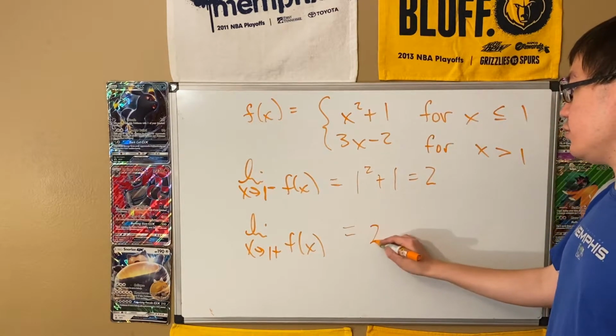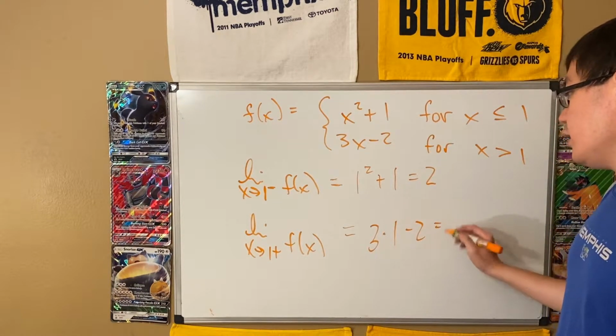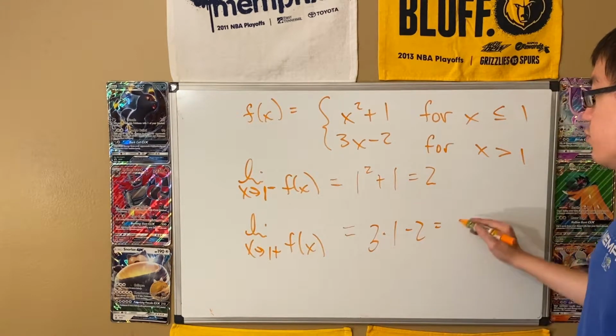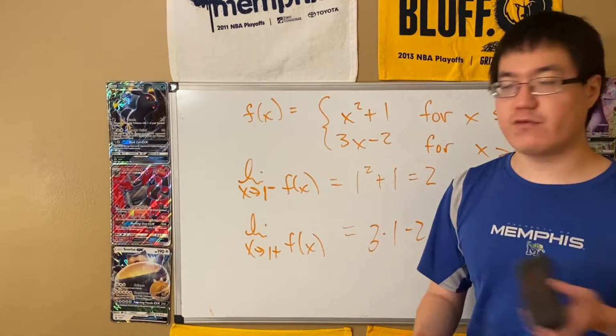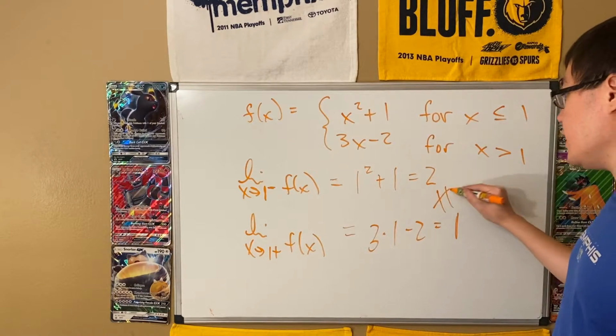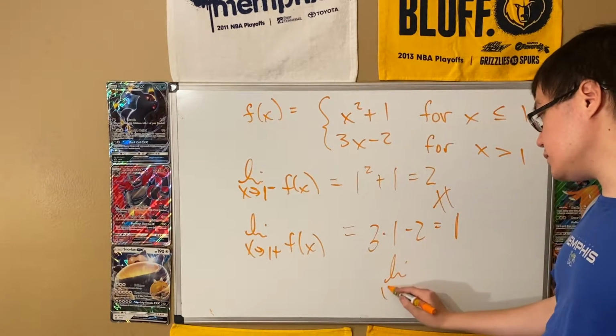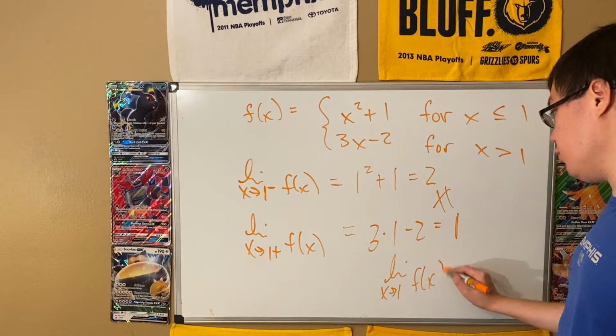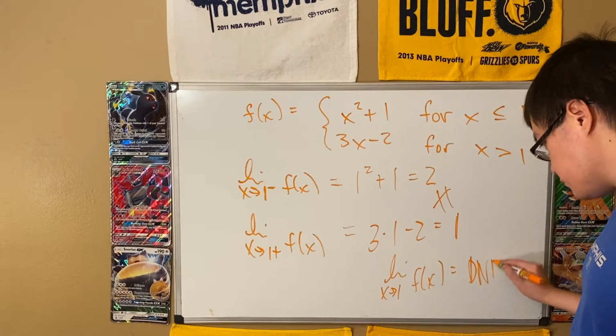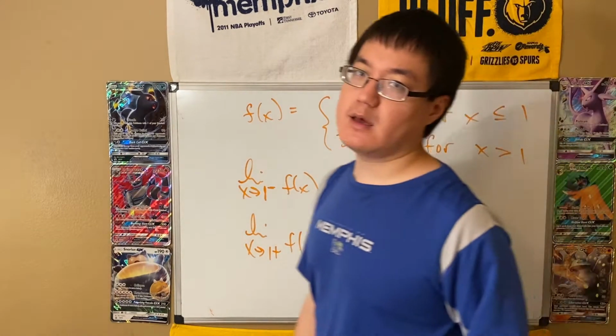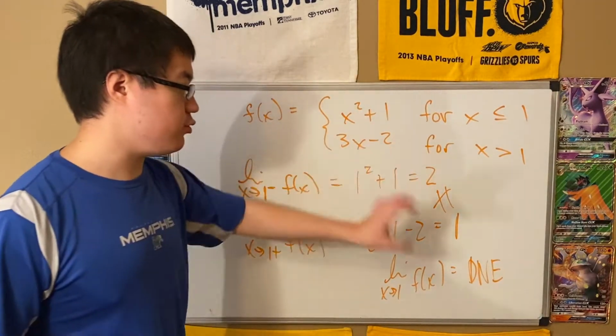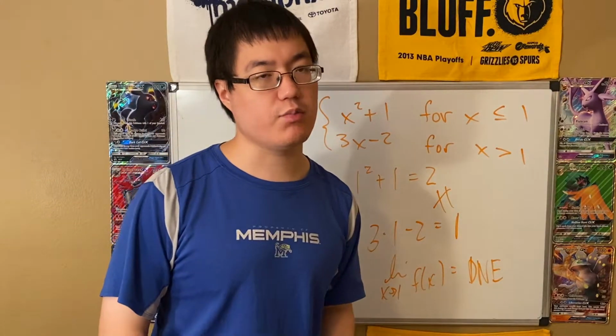So in this case, it's going to be 3 times 1 minus 2, and that's going to be 3 minus 2, which is 1. So if you want to find the full limit, well, these two numbers did not match. So that means that the limit as x goes to 1 of f of x does not exist. And what we're going to see is that in most of the questions, these two numbers will match, and then we will want to prove continuity.